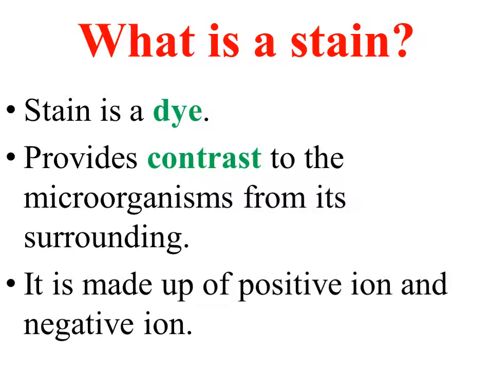So we said that a stain is required for giving color to the bacteria. And now, what is a stain? A stain is nothing but a dye, a color. So this dye will provide the contrast to the microorganism from its background. This stain is made up of a positive ion and a negative ion.